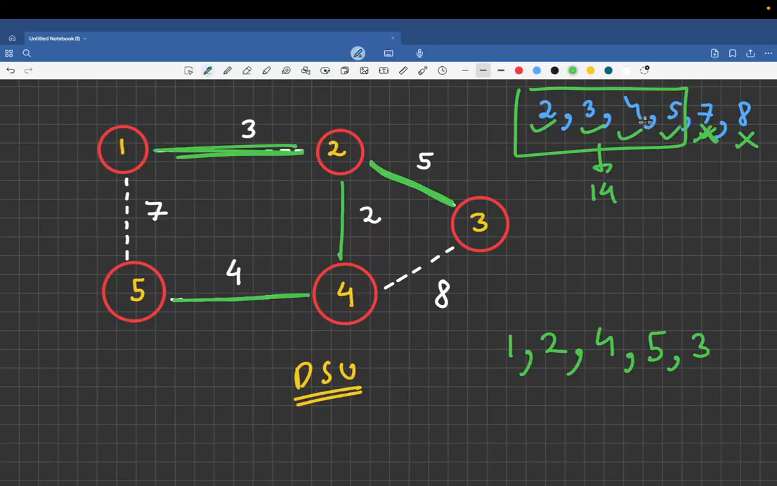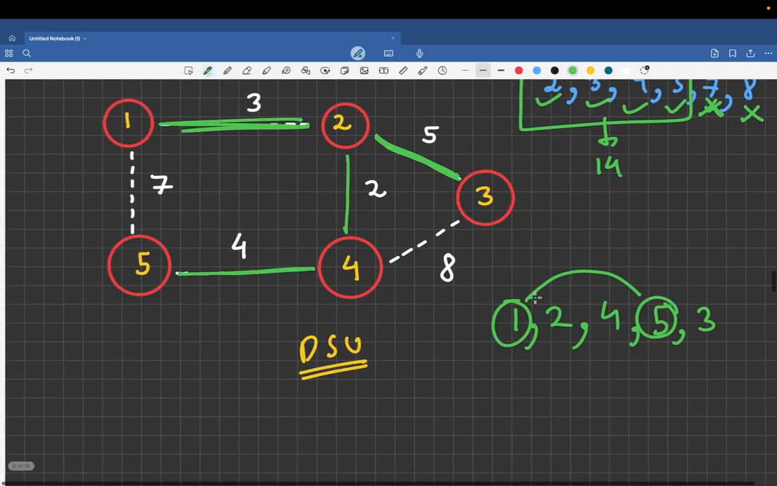So again this thing. Now when I try to take 7, I saw that 5 and 1 belonged to the same component. And if it belongs to the same component, this means if I try to add an edge between these two nodes, it will lead me to a cycle. Because earlier 1 and 5 were already reachable to each other, and now I am connecting an edge between them. This means it will form a cycle, right?